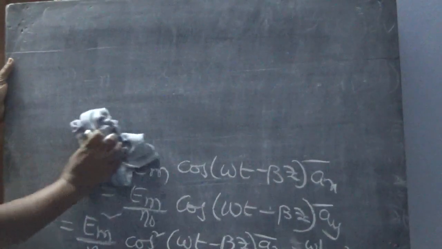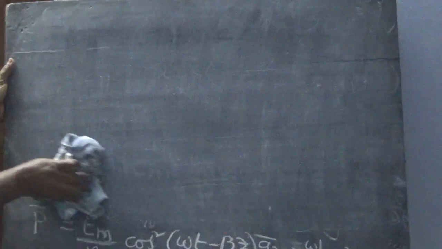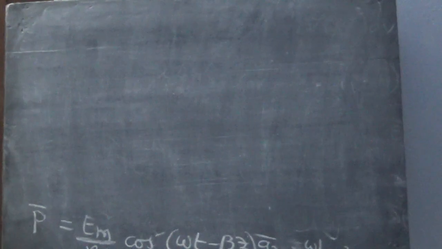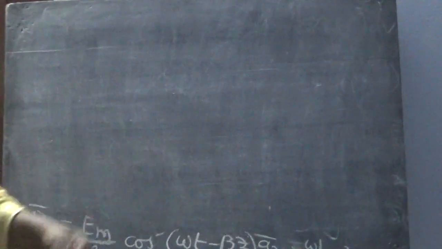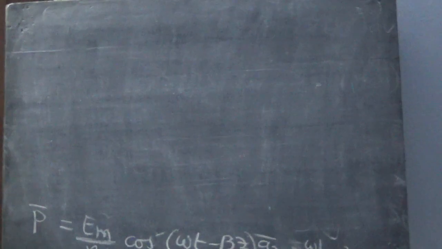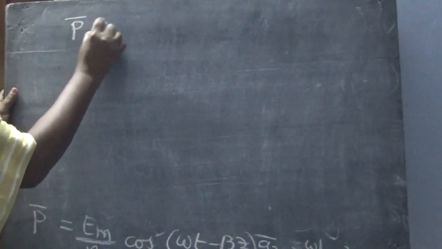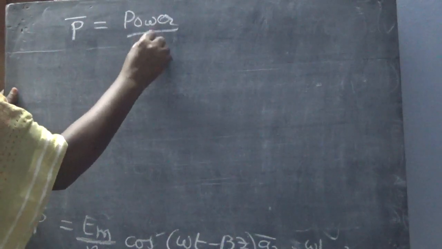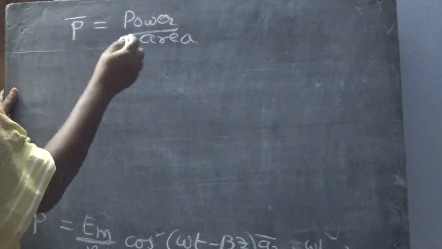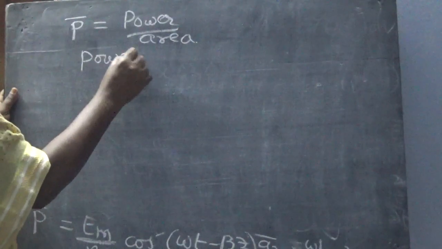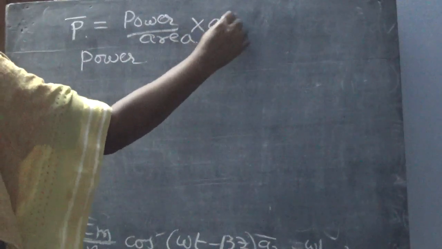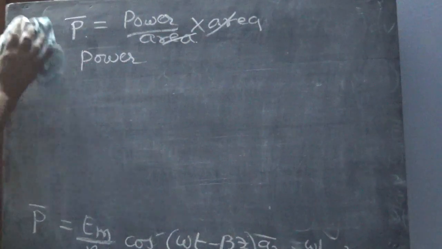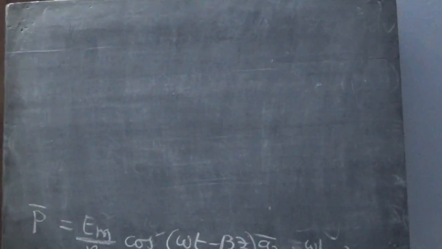Suppose I want to find what is the power. What is the power of the wave? So what do I have to do? I have to multiply this quantity with area. So P bar is equal to power by area. Power by area అని వస్తే, నాకు పవరే కావాలంటే ఏం చేయాలి నేను? I have to multiply this with area. So I will get power. This is called average power.